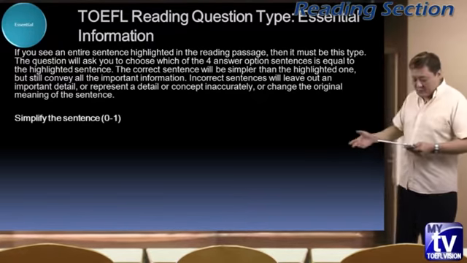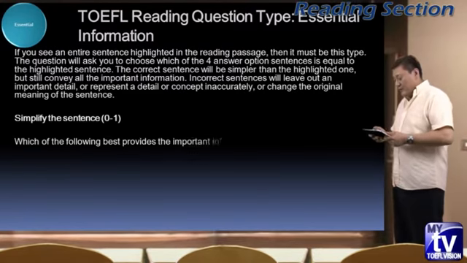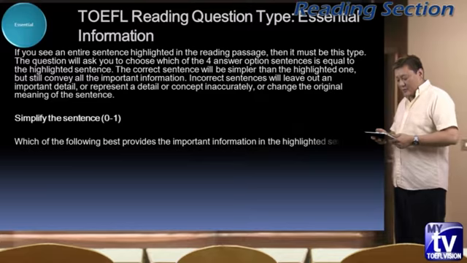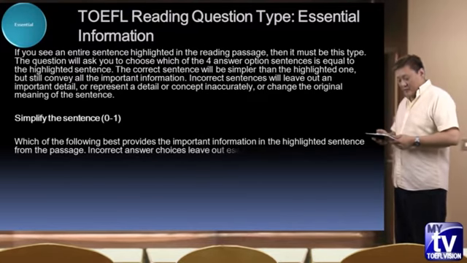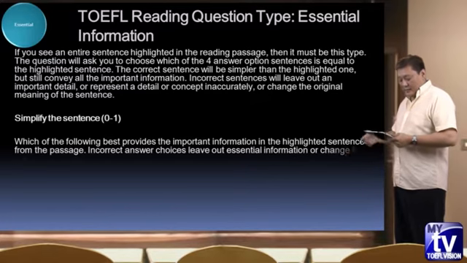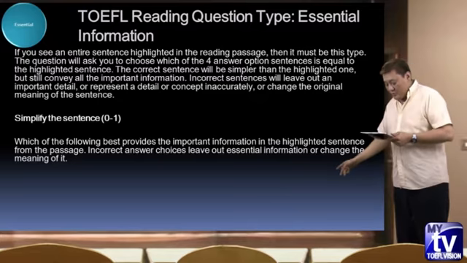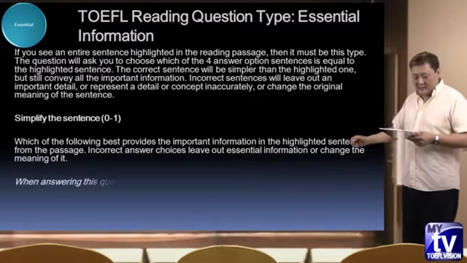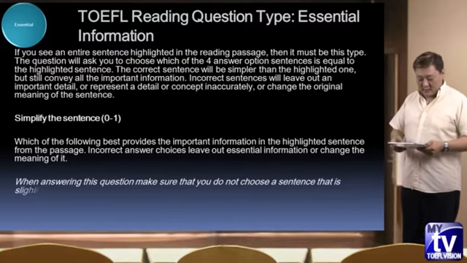An example of this one would be: which of the following best provides the important information in the highlighted sentence from the passage? Incorrect answer choices leave out essential information or change the meaning of it. When answering this question, make sure you do not choose a sentence that is only slightly incorrect. It has to be completely incorrect.